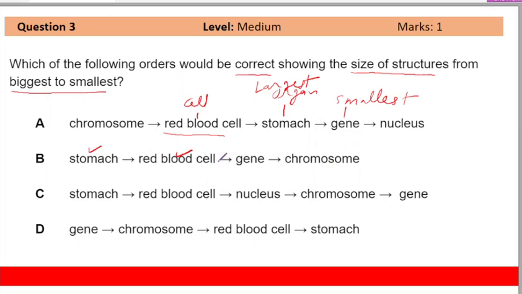Okay, no, this is not the correct way because it should come here and then it should come here. So no, not correct. It's also not correct. Okay, let us see. C is the correct option. Stomach, largest, and gene, smallest. And the order is correct. Red blood cells contain nucleus. Red blood cell is bigger than nucleus. Nucleus is bigger than chromosome because chromosome is found in nucleus and gene is found in chromosome. So C is the correct option.